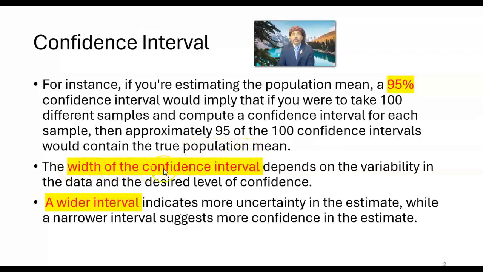The width of the confidence interval depends on the variability in the data and the desired level of confidence. A wider interval indicates more uncertainty in the estimate, while a narrower interval suggests more confidence in the estimate.